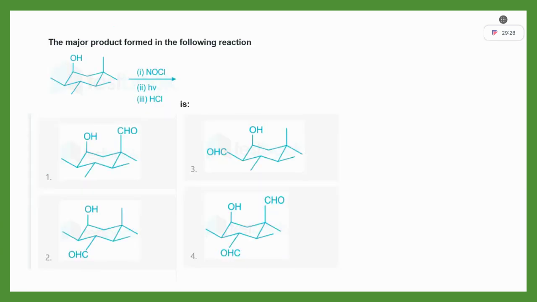So this is a problem based on your Barton reaction itself. They are asking the student for the major product formed in the following reaction. So let's start solving this. Students, NOCl is given, right? H nu conditions are there. So obviously radical will form. Okay, OH is there.